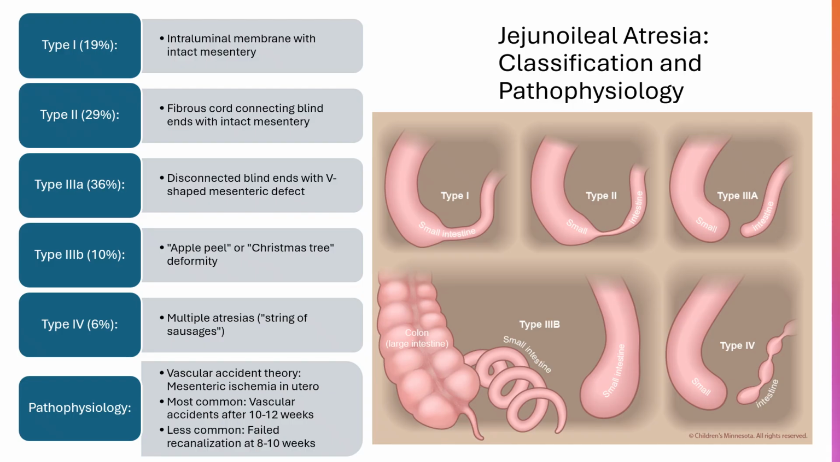Type 4, fortunately rare at 6%, shows multiple atresias appearing like a string of sausages. This suggests either multiple vascular catastrophes or one massive event affecting extensive bowel territory. Understanding this classification helps predict which babies will need simple repairs versus complex reconstructions, and more importantly, which ones face the highest risk of short bowel syndrome.